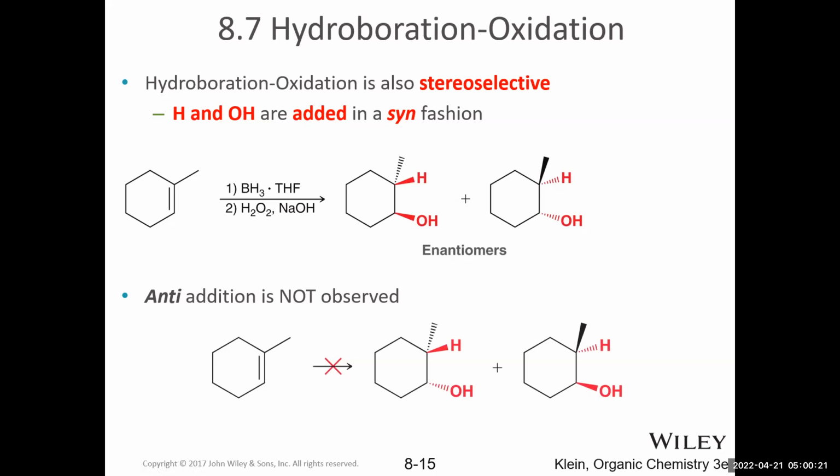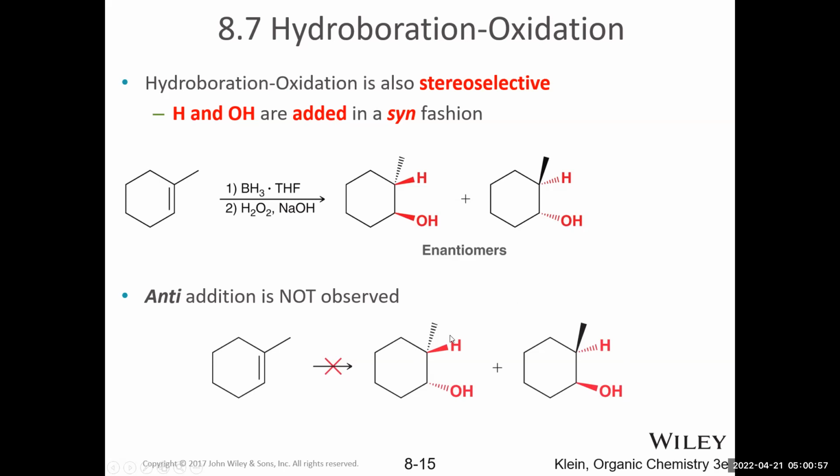What is syn addition? Syn addition means that both the hydrogen that's getting added and the OH group that's getting added are added to the same side of the double bond. So if they're both added from the top, then they would both be on a wedge. If they both get added from the other side of the double bond, think of it as coming in from the back side, then they would both be on a dash. Either way, they are always going to be added from the same side of the double bond.